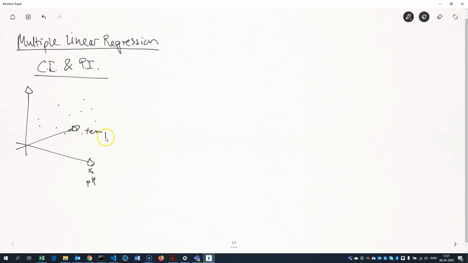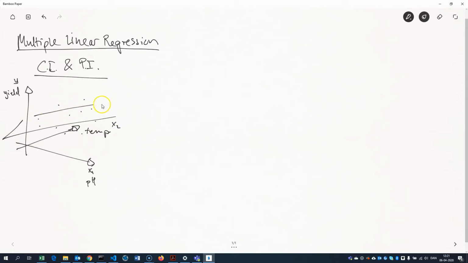And there's a temperature as well. That's the x2 value, the x2 variable. And we measure the yield each time we run the process, and that gives us these data points. And we've made a linear fit.